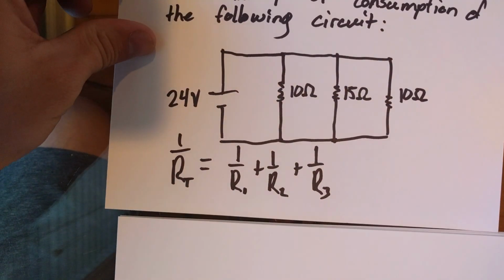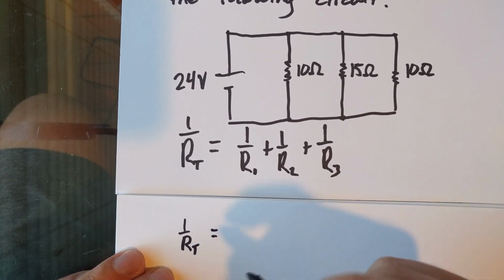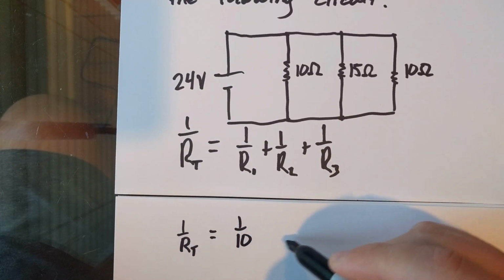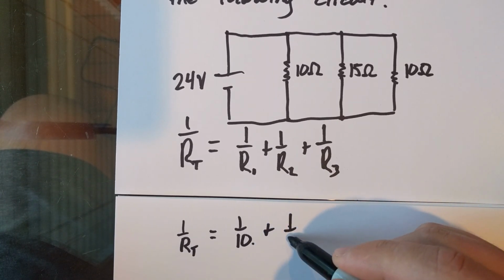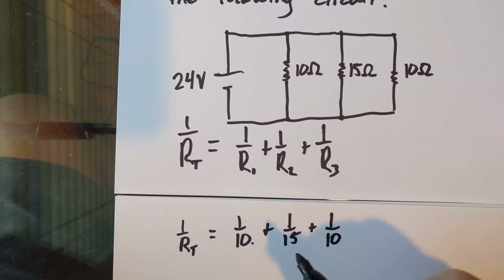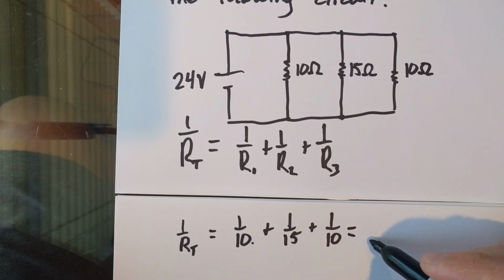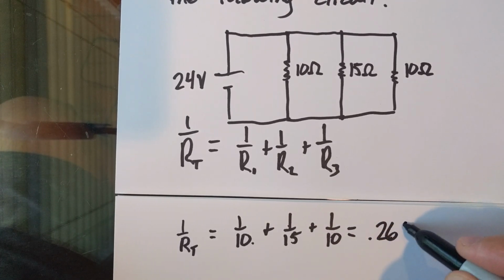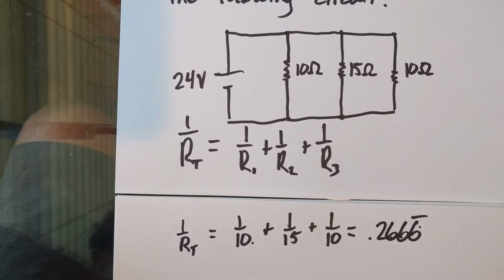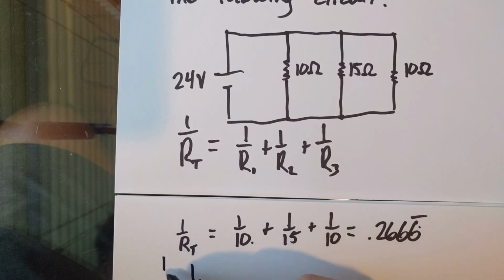Let me do it like this for a minute. So now you're going to get 1 over RT is equal to 1 over 10 plus 1 over 15 plus 1 over 10. If you plug that in, 1 divided by 10 plus 1 divided by 15 plus 1 divided by 10, the number that you get is 0.2666, just repeating, right?